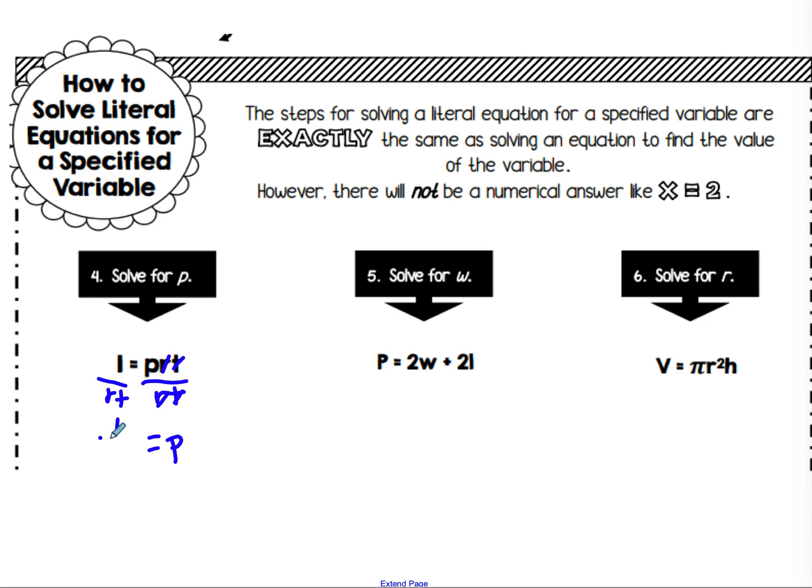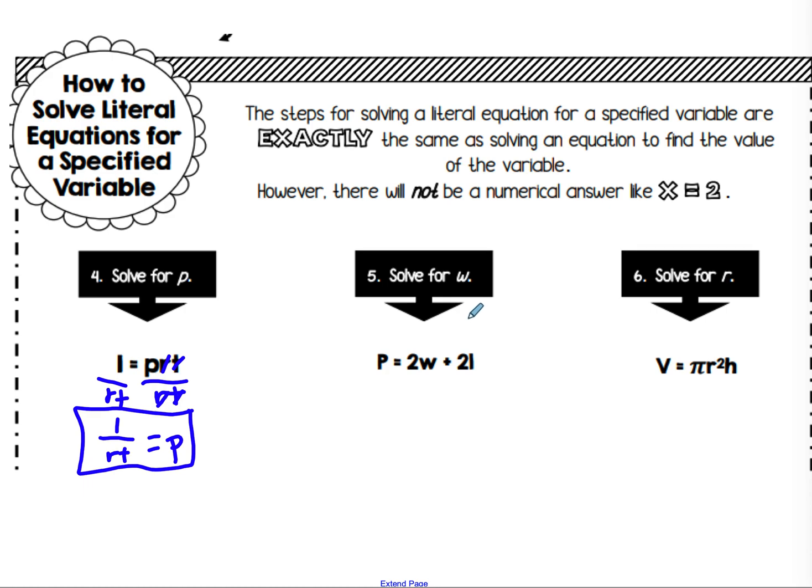And then over here, my answer is going to be I divided by RT. I can't actually do that division. There's nothing to simplify. That's just what my answer is. So if I knew my numbers, then I could take my interest number and divide by my rate and time number, and then I would get my answer for my principal.